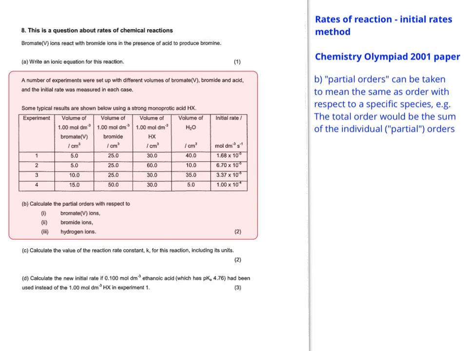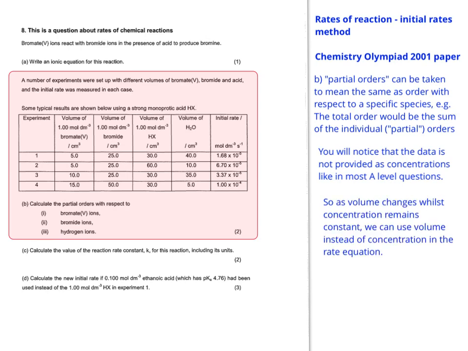So the key to doing this is to find pairs of experiments where everything else stays the same, but only the one that you're looking at is changing. So you can see that the data is not provided as concentrations like you'd find in normal A-level questions. But if you look at the concentration of each of the reactants, it's 1 mole per decimeter to the -3. It's only the volume that changes. So what we can do instead is use volume instead of concentration in the rate equation.